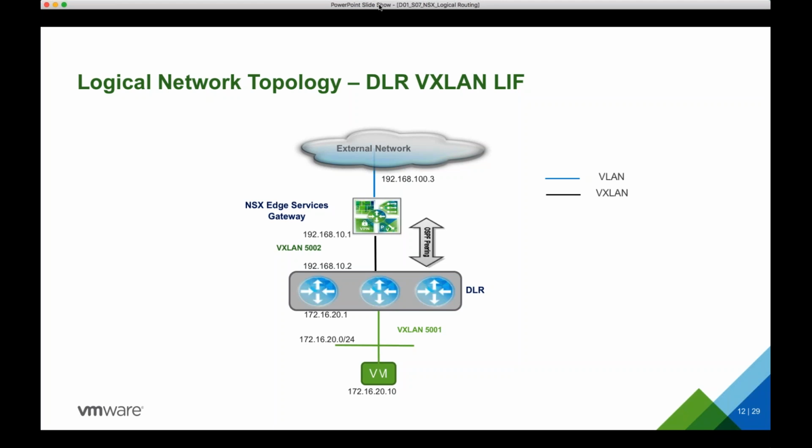192.168.10.1 and 2. Since it's using OSPF peering here, the distributed logical router control VM has to be deployed somewhere, and most likely in this configuration it would have a protocol IP address of 192.168.10.3. That's what would actually be doing the peering with the ESG and then passing routes through the control plane to the DLR.